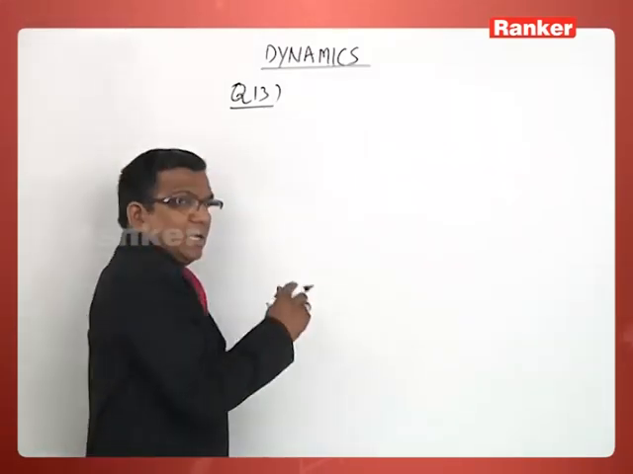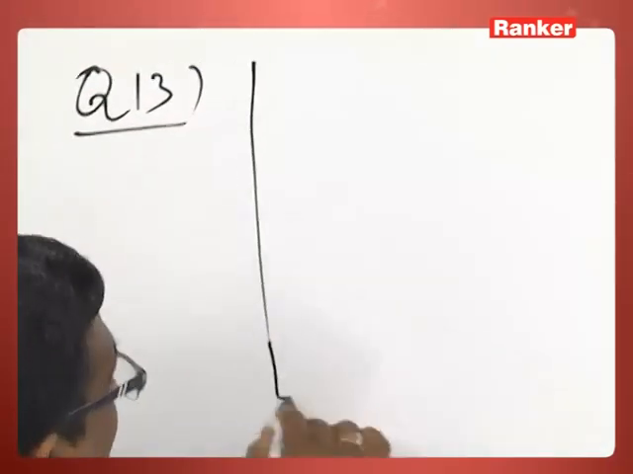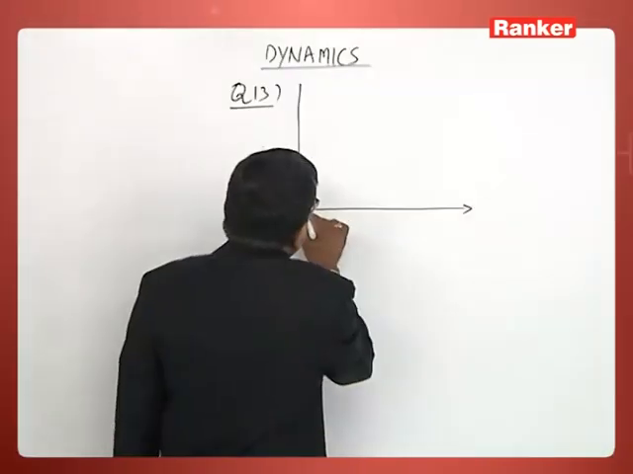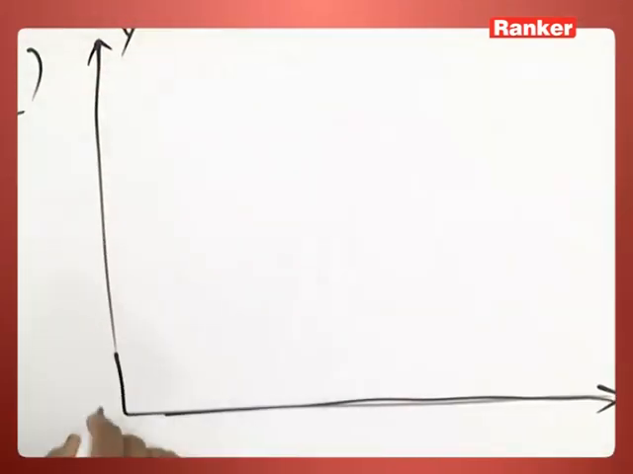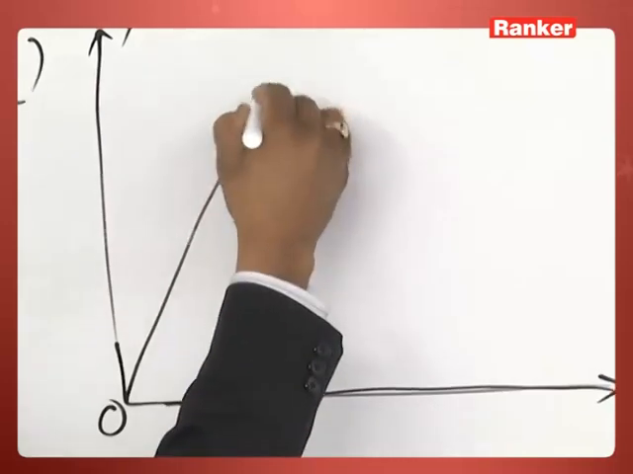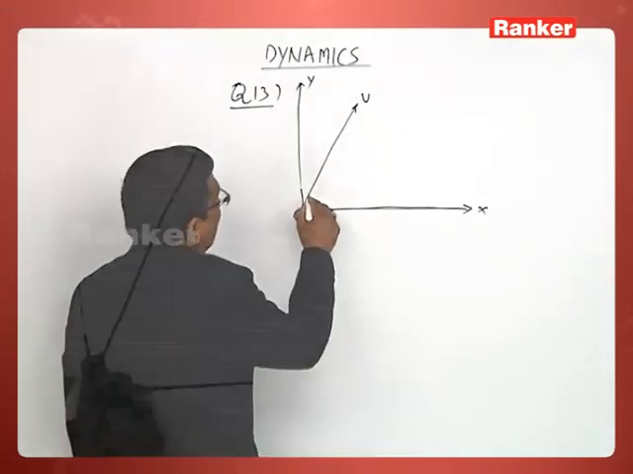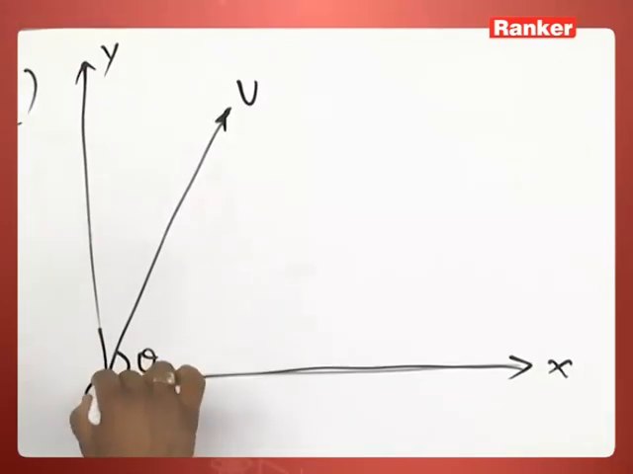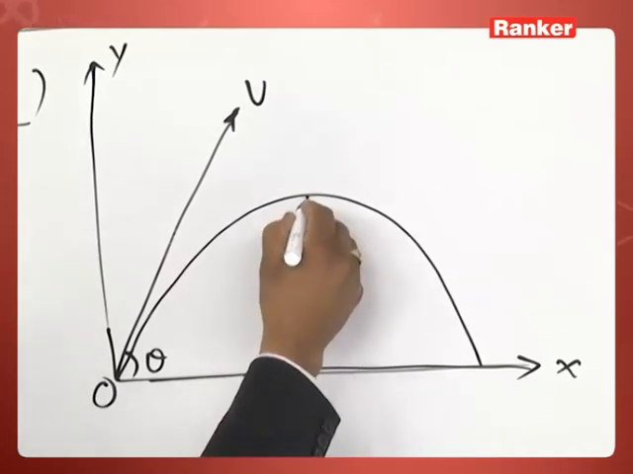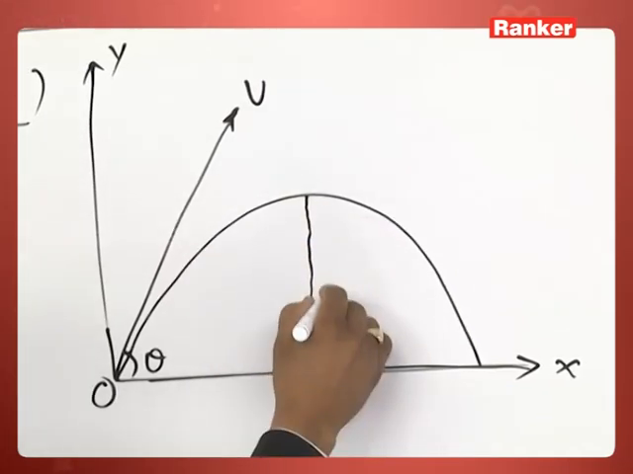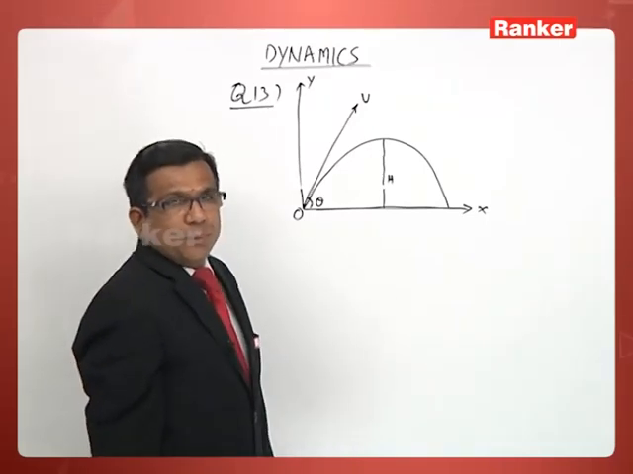When a shell is fired, it can be taken as a projectile. The projectile means it traces a parabolic path. Therefore, let us take the diagram in the xy plane, where a shell is fired with a velocity v at an angle theta. Then it traces a parabolic path and reaches the ground, and this is the highest point of the path. Here it explodes into two pieces.